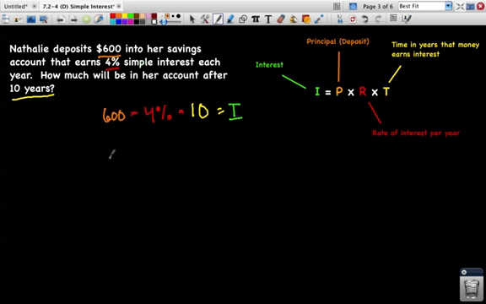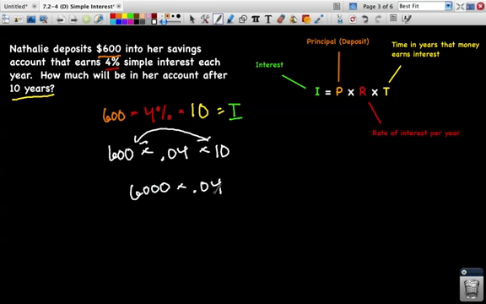Again, we're going to follow the same steps. I'm going to convert my 4% into a decimal. So it's actually going to become 600 times 0.04, or 4 hundredths, times 10. 600 times 10, if I just do this multiplication right here, I'm just going to add a 0 to 600. That's going to become 6,000 times 4 hundredths.